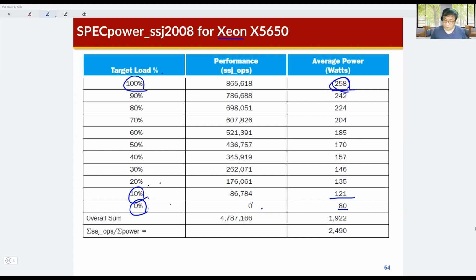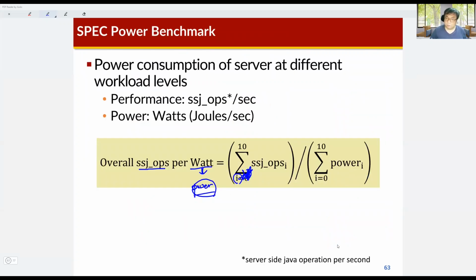So what does that mean? This is the overall sum of the performance, and the overall sum of the power consumption for the target load from 0 to 100%. We just integrate the performance metrics, also integrate the average power metric, and then divide the integrated performance metric by the integrated average power metric. This is the result of the SPECpower benchmark.